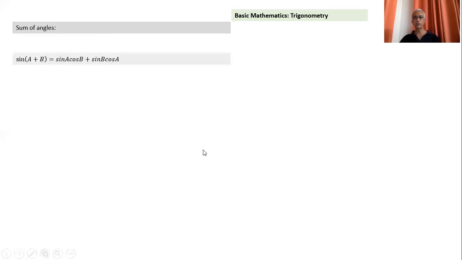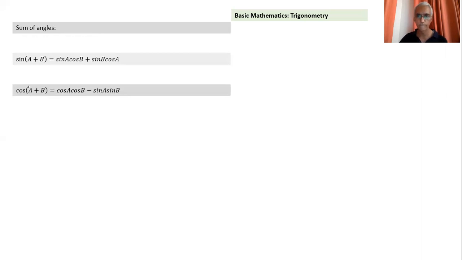Let's move on to some more formulas. We will not go into derivation, but there are a few formulas we must memorize. And which are the two formulas we must memorize? Sum of two angles. So far we have dealt with sine of a particular angle. What if it is the sum of two angles? A is some angle and B is also some angle. It can take any value.